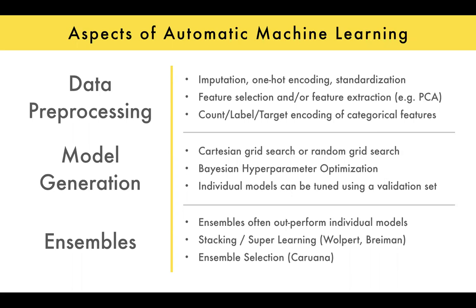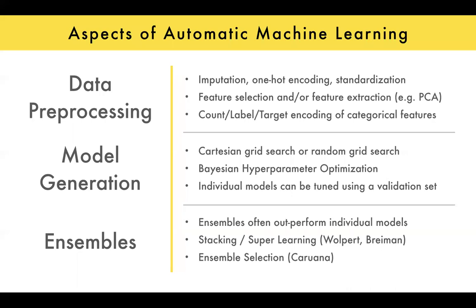And then for ensembles, there's a bunch of different ways to do that. The most common way, I think, is called stacking. Sometimes it's also called superlearning. It's the same thing. That's a technique of using machine learning to learn what the best combination of the models is. So it's like a secondary set of machine learning that happens.